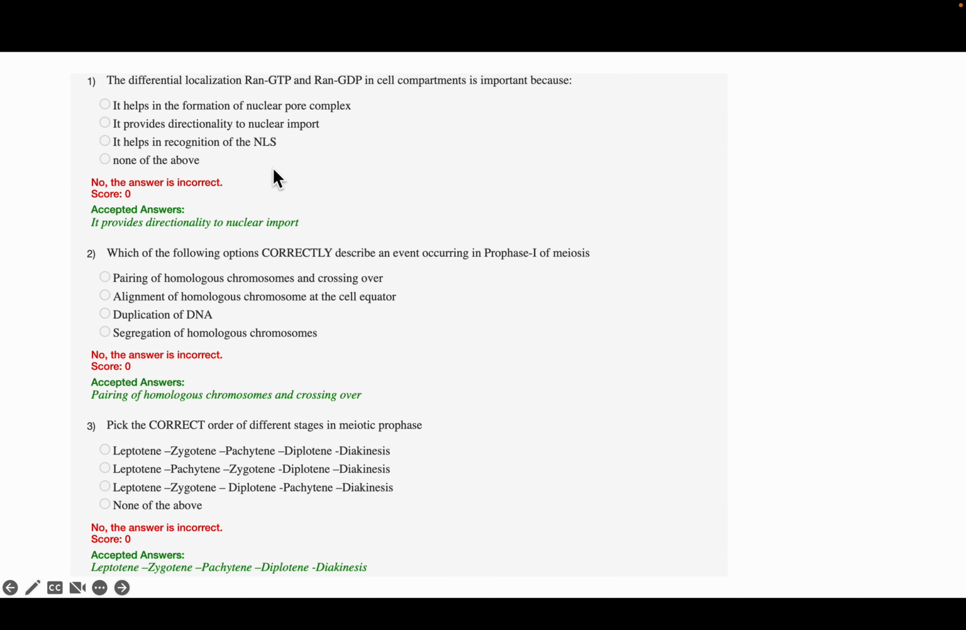For answering this question, you should know that whenever any protein or any macromolecule wants to go to the nucleus, there is a mechanism going on which is also called nuclear import and nuclear export. In this process, Ran GTP and Ran GDP play an important role in phosphorylating and dephosphorylating. There is a differential localization of Ran GTP and Ran GDP present in the cell compartments.